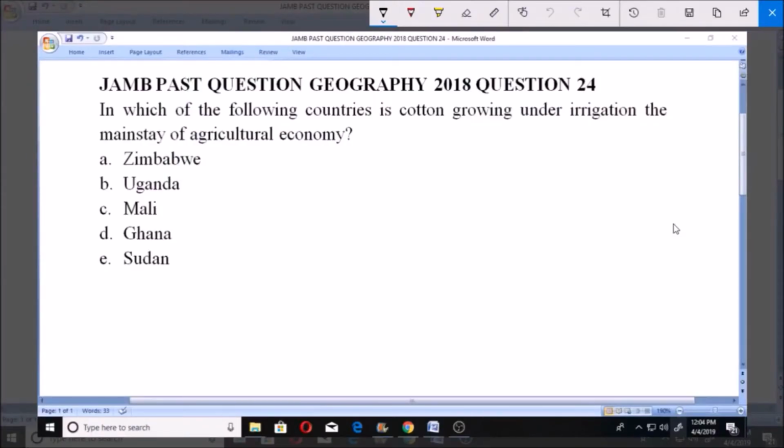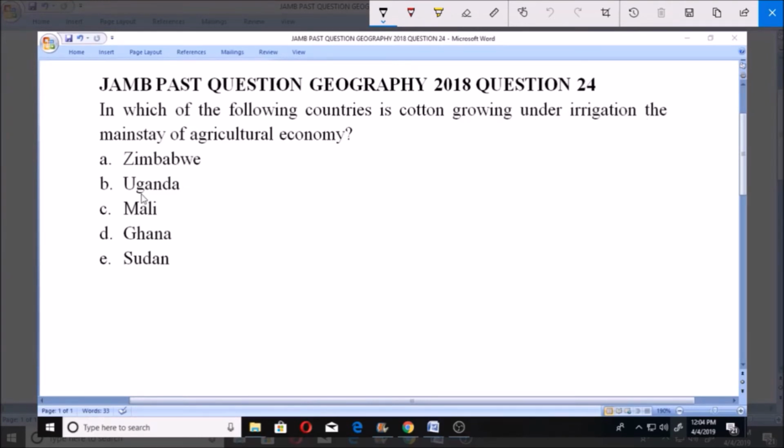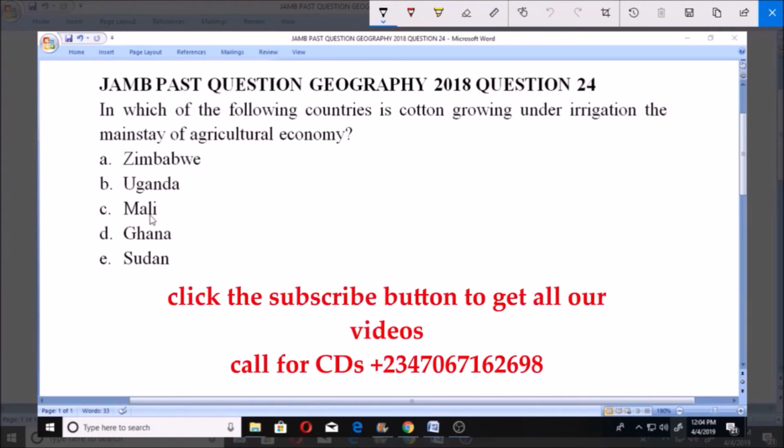Yes, let's look at this JAMB past question, Geography 2018, question number 24. In which of the following countries is cotton growing under irrigation the mainstay of agricultural economy? A, Zimbabwe. B, Uganda. C, Mali. D, Ghana. E, Sudan.